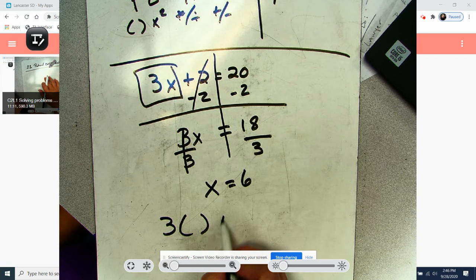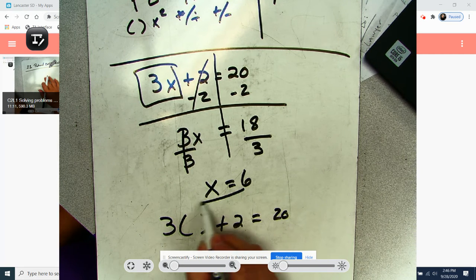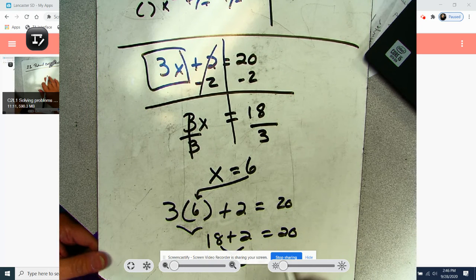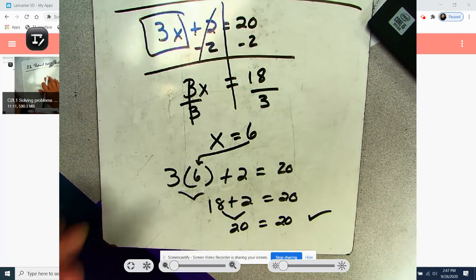3x plus 2 equals 20. So I'm going to put the 6 where the x was. I'm going to substitute it in there. 3 times 6 is 18, and 18 plus 2 equals 20. 18 plus 2 is 20, and 20 equals 20. It works. So I know that my answer is correct because I've done the math.